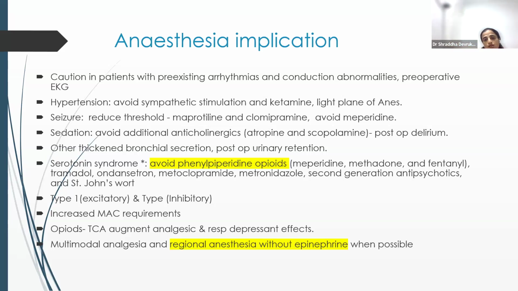Serotonin syndrome can be precipitated, especially with phenylpiperidine type of opioids. These phenylpiperidine type of opioids are known to release serotonin. So it can cause two reactions. One is type 1, which is excitatory. Here the patient will have agitation, headache, hallucinations, and will be agitated. While in the inhibitory type, it will be hypotension and coma. The excitatory type is due to facilitation of the serotonin, while the inhibitory type is due to meperidine inhibiting the hepatic enzyme and stopping its effect.